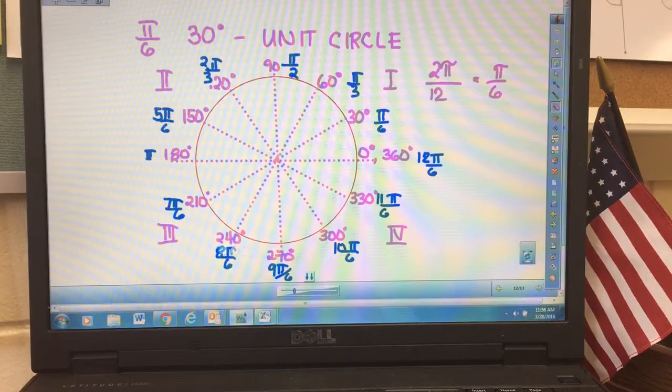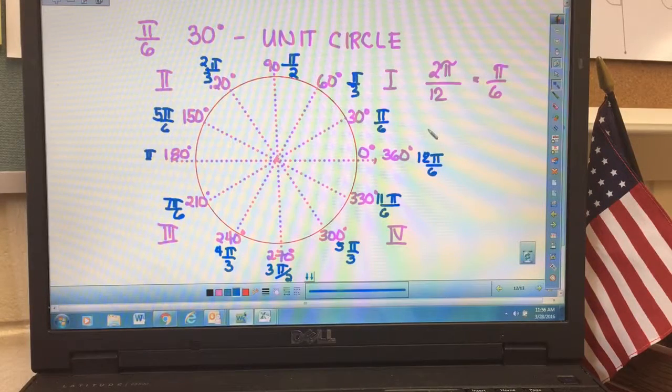7 pi over 6 over here. 8 pi over 6 will be a 4 pi over 3. And 9 pi over 6 will be, that's right, 3 pi over 2. 10 pi over 6, divide both top and bottom by 2. What do you get? 5 pi over 3. And the 12 pi over 6 will simplify nicely to 2 pi.